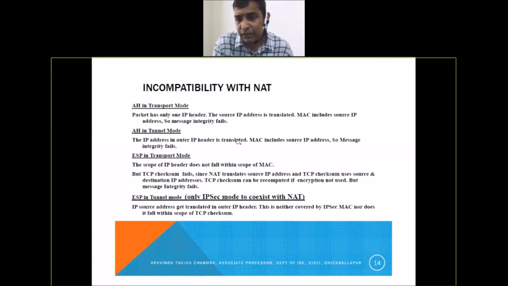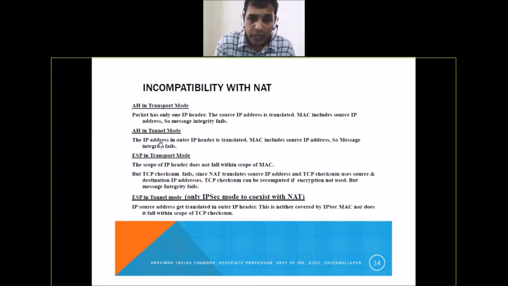The outer IP header is translated. Translated from what? Private IP address to public IP address. So naturally the MAC includes the source IP address here. Message authentication includes the source IP address, so message integrity is at stake again. Here integrity is checked on only one header, and that header's IP address is modified, so integrity fails.